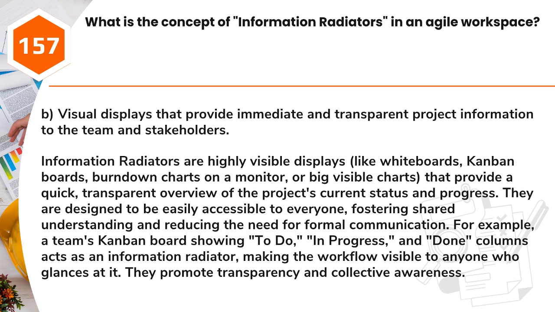Answer: B. Visual displays that provide immediate and transparent project information to the team and stakeholders. Information radiators are highly visible displays, like whiteboards, Kanban boards, burn-down charts on a monitor, or big visible charts, that provide a quick, transparent overview of the project's current status and progress. They are designed to be easily accessible to everyone, fostering shared understanding and reducing the need for formal communication. For example, a team's Kanban board showing "to do," "in progress," and "done" columns acts as an information radiator, making the workflow visible to anyone who glances at it. They promote transparency and collective awareness.